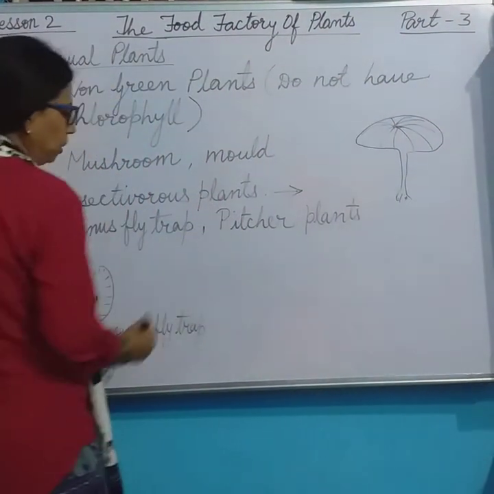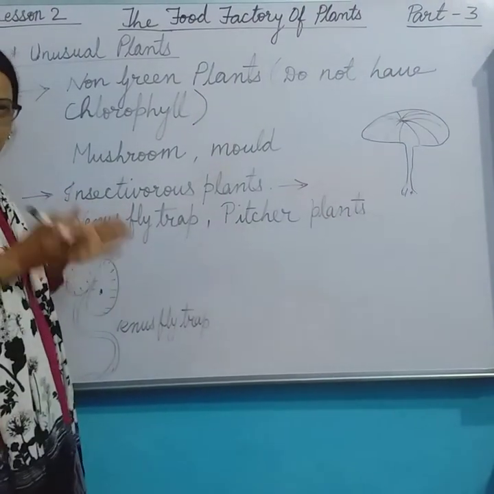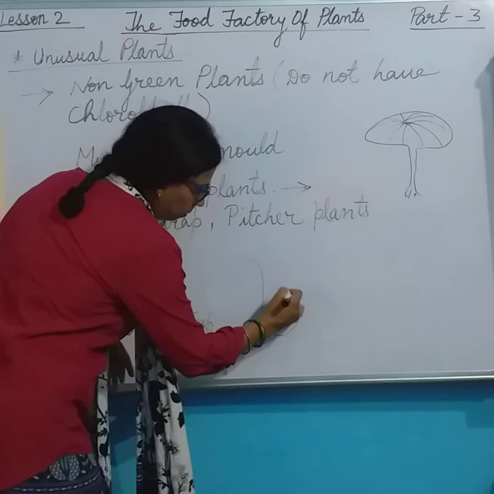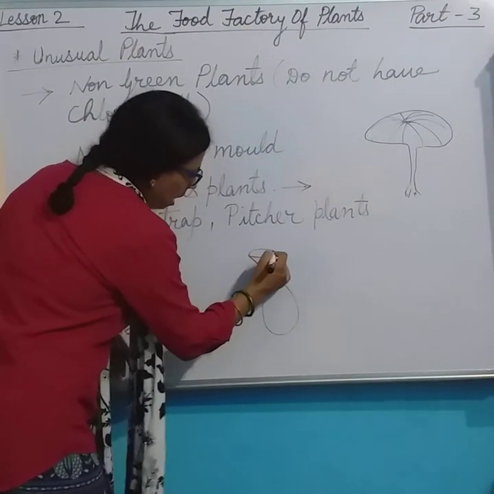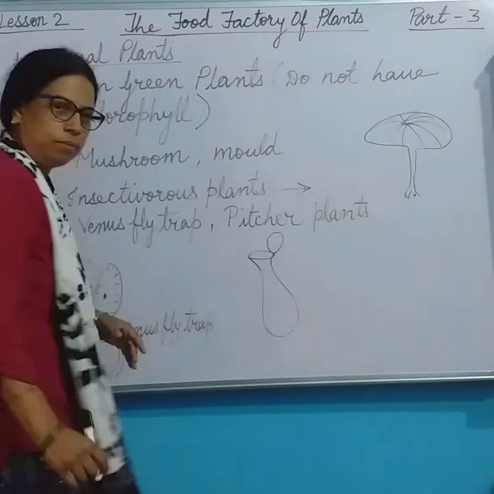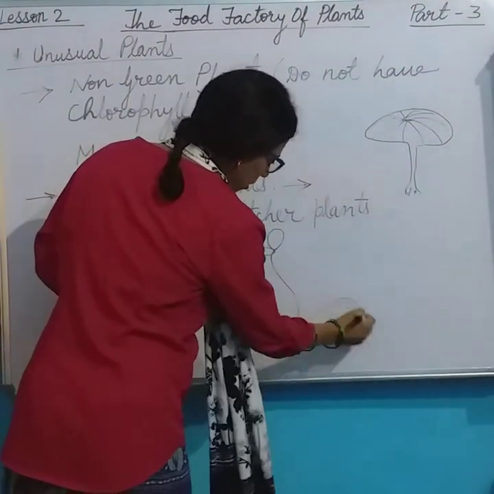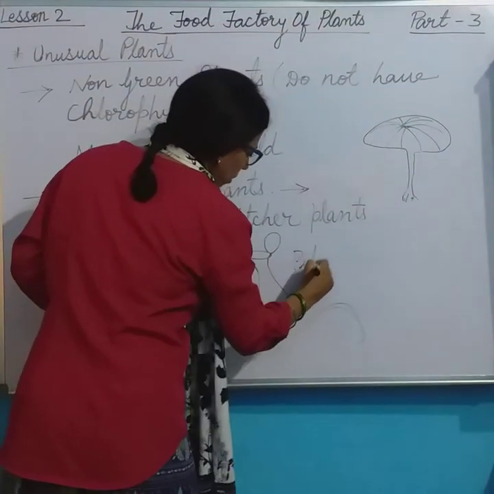Now let us see this pitcher plant. The name itself, pitcher means pot, matka, ghada. So it is of this shape, pitcher plant. This is the shape of a pitcher, like this. And here is a lid. Then the plant has the branches and whatever it is, like this. So what I am drawing is the pitcher plant.